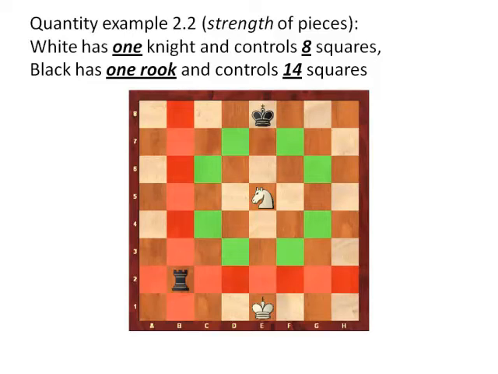So both sides have one piece, but one piece is stronger than the other. In this case, the rook is stronger than the knight, and we see this reflected in the number of squares that is controlled.